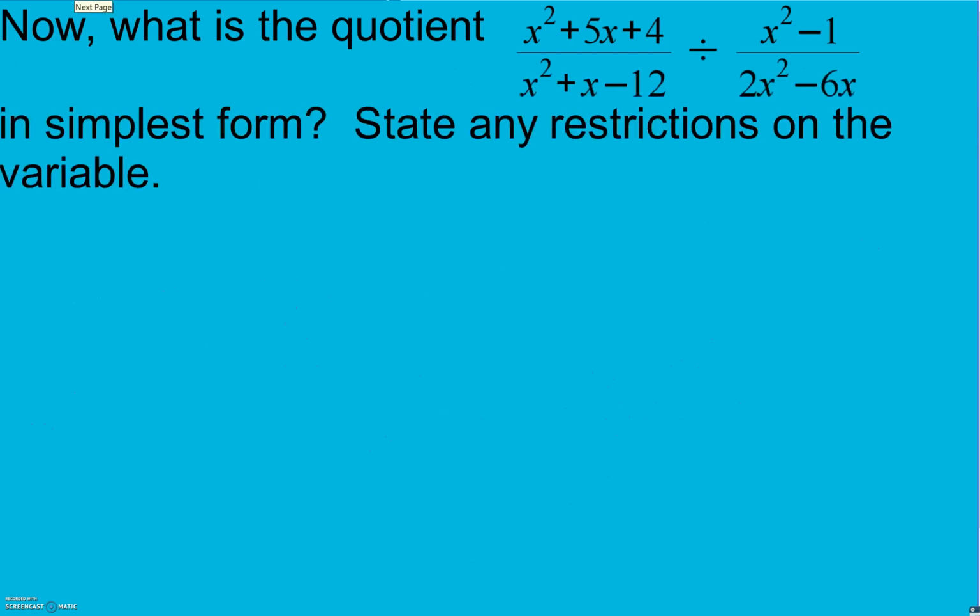Quotient here, again, before we can simplify, we need to write it as factors. So we're going to start off with our numerator. Multiply to 4, add to 5, it's going to be plus 4, plus 1. In our denominator, in order to multiply to 12, subtract to 1, it's going to be 4 and 3. And the bigger number always gets a sign in the middle. When we subtract, the other number gets the opposite.